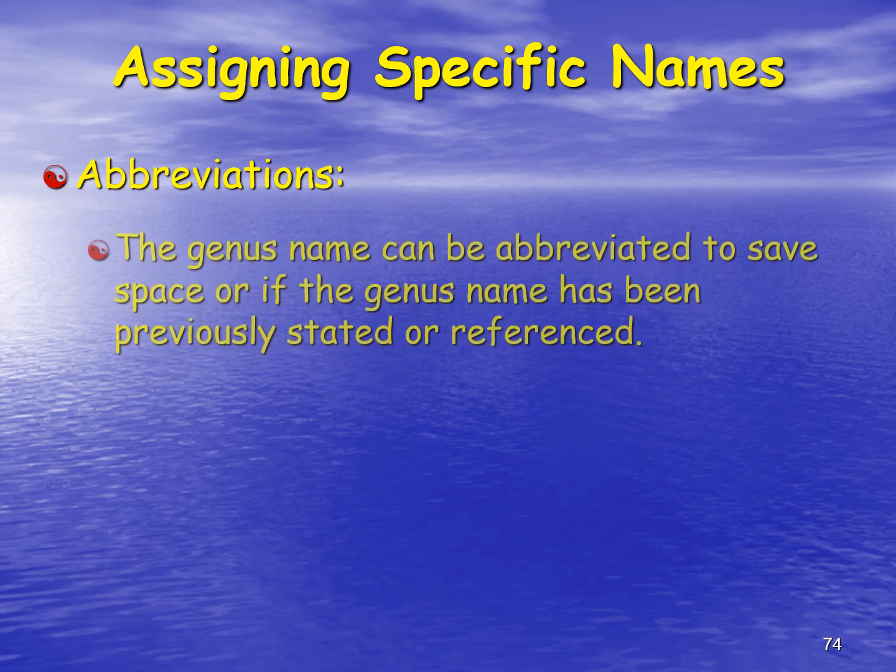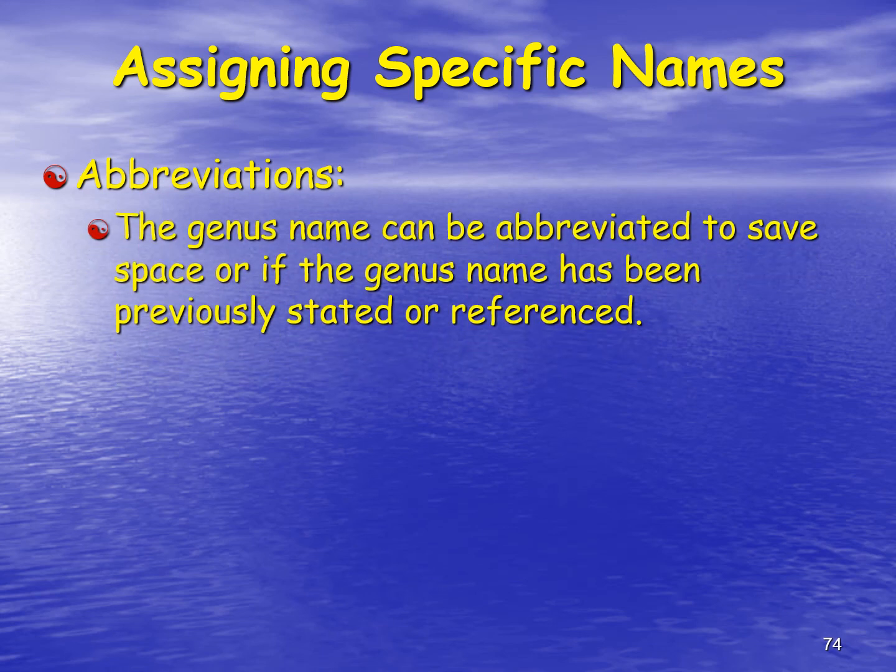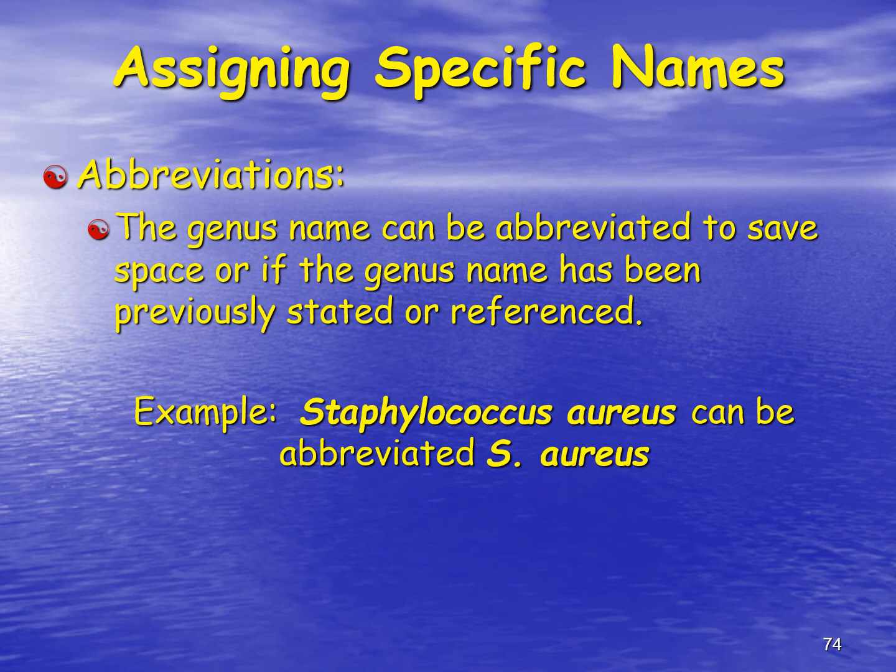Now, we can sometimes use abbreviations because how many of you are going to learn to spell Escherichia? I still have to sometimes look it up. So the genus name can sometimes be abbreviated to save space, or if the genus name has been previously stated or referenced. Most of the time, E. coli is enough. We know it's Escherichia coli. We don't have to have stated it somewhere previously. But in literature, oftentimes what you'll see is the first time we name an organism, such as Staphylococcus aureus, after that, it can simply be abbreviated as S. aureus.